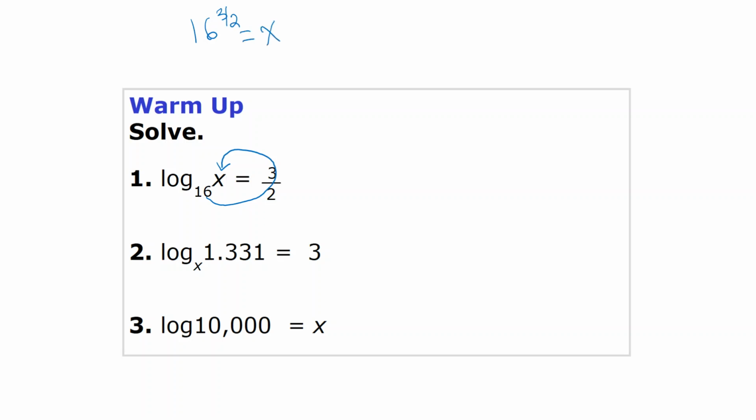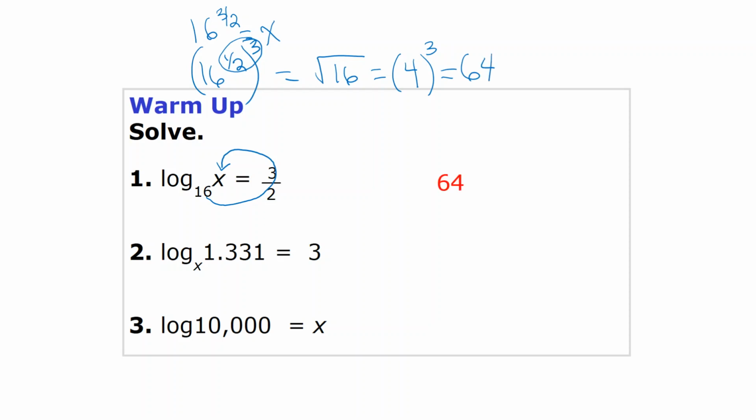Now, I don't really know 16 to the 3/2 power, but I do know 16 to the 1/2 to the 3rd power, because the power rule tells me I just multiply my exponents together, so that would be 3/2. 16 to the 1/2 power is the same as the square root of 16, which equals 4. Then we have to cube that. So 4 times 4 times 4 is 64. So there's your first answer.